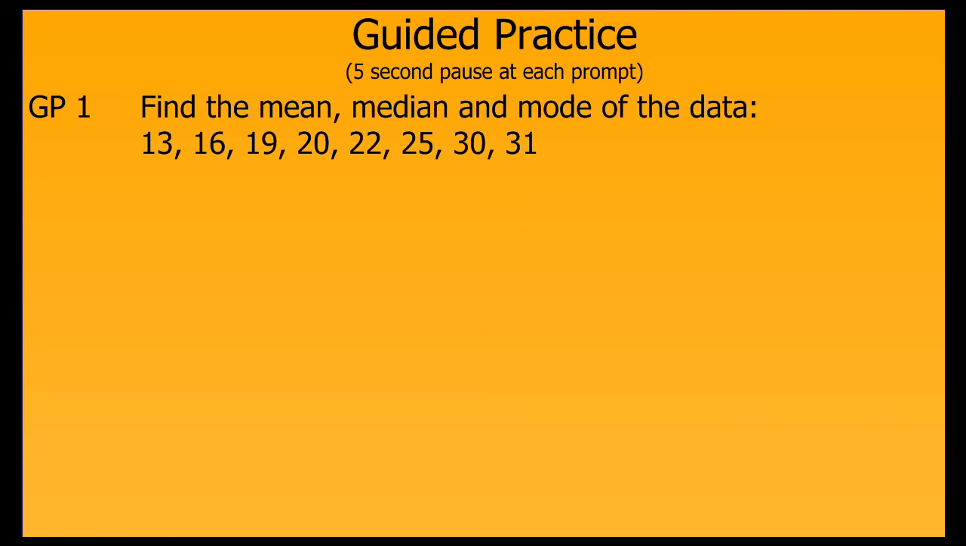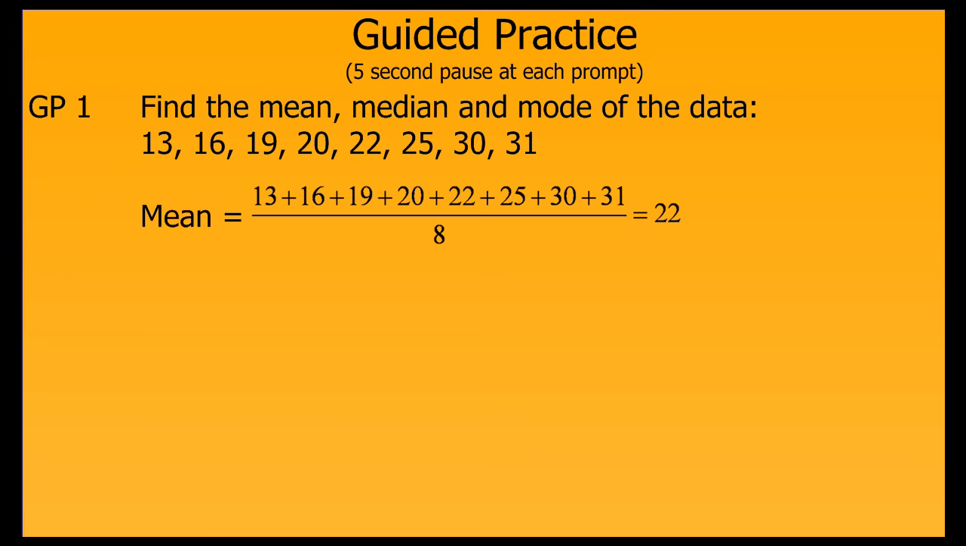So for this problem, what are we trying to do here? What we're trying to do is find mean, median, and mode. How do we do that? First, we use our formula for mean. We add up all of our numbers and divide by 8, which is how many numbers we have. That works out to be 22.